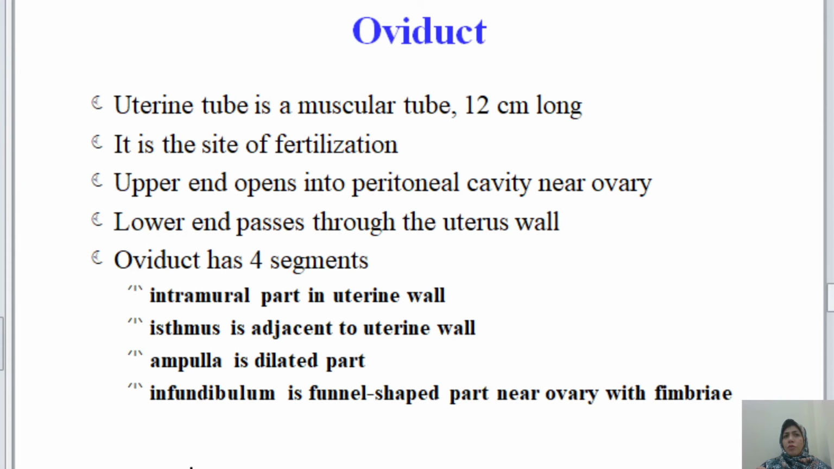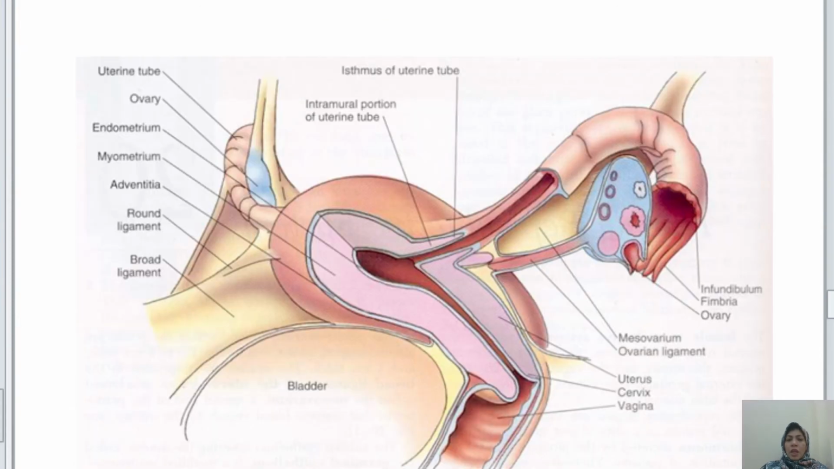A point that all of you should note is about the fimbriae: they are near the ovary but not connected to it, and their function is just taking the egg from the ovary and transmitting it to the oviduct and to the uterus. This is a picture that shows you the structure of the oviduct. Here is the interstitial part of the oviduct, the isthmus, the dilated ampulla, and the infundibulum and fimbriae.